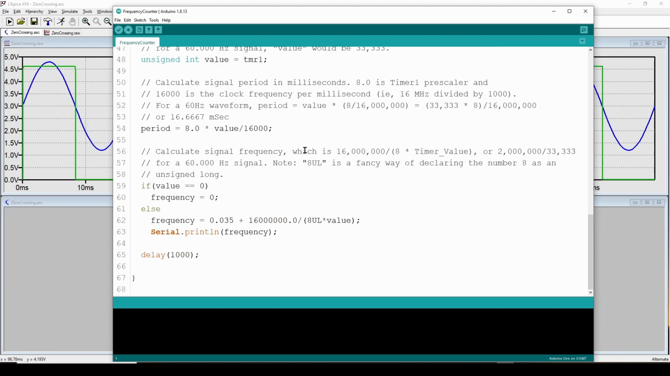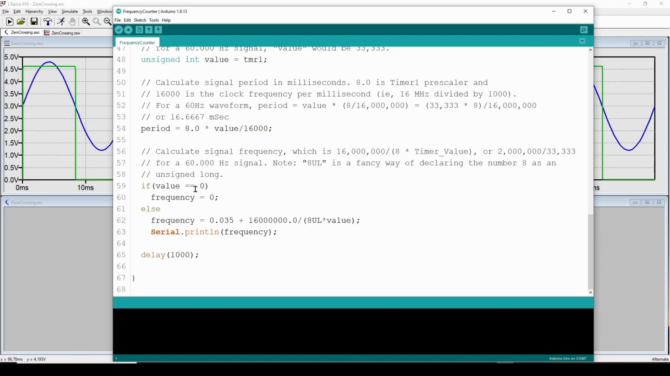To calculate the signal frequency, which is this, 16 million divided by 8 times the timer value, or 2 million divided by 33,333, we can figure out the frequency in this equation right here. Now note that you'll see 8UL here. It's a fancy way of declaring the number 8 as an unsigned long. It's used in other languages, that's why some people use this 8UL, because it's more prevalent in other languages. To me, I don't care, I'd rather use just unsigned long.